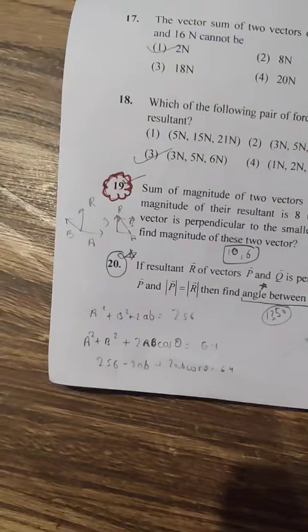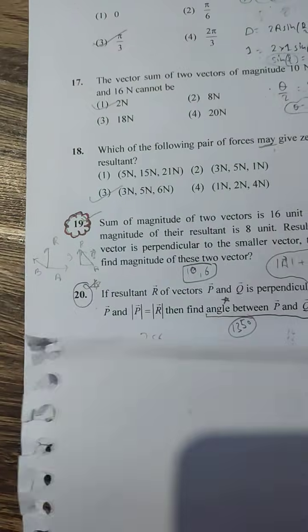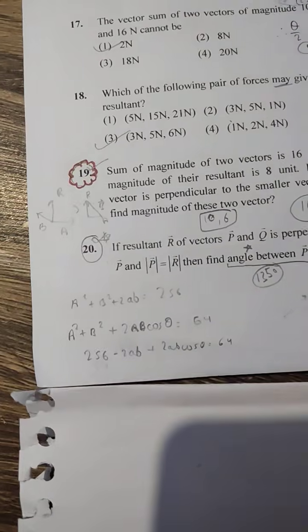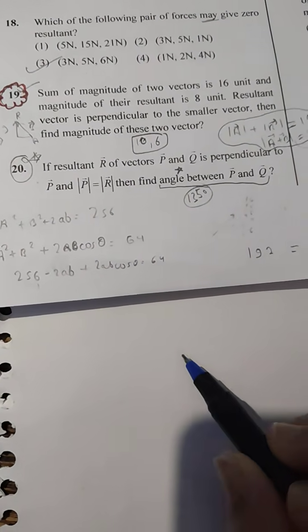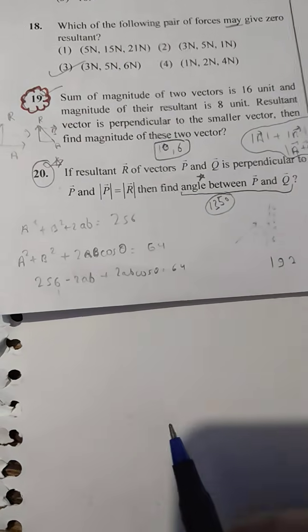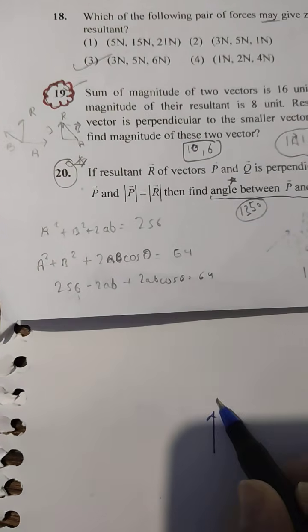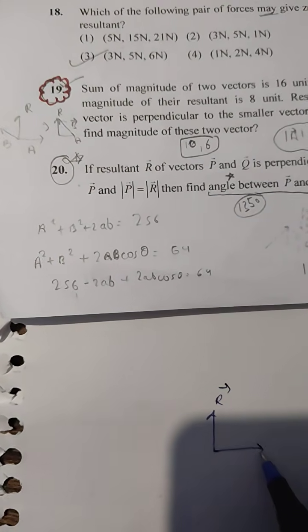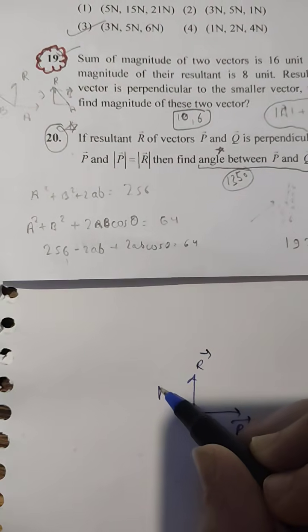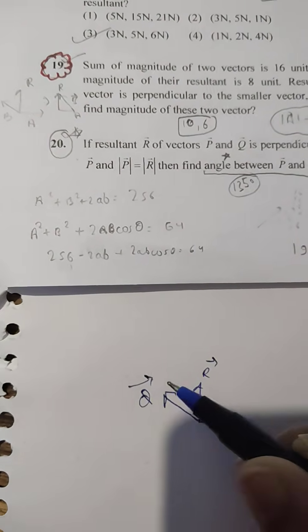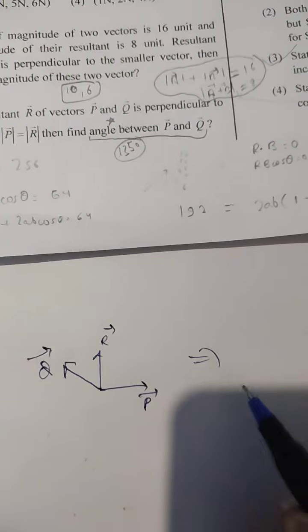Okay, so according to the question, we're going to make a diagram here. It says the resultant is vector R. So let's consider that the resultant of P and Q is perpendicular to vector P. We'll take vector R here, and it is perpendicular to vector P. The Q vector must be here. Okay, so now what we will do, we will shift.